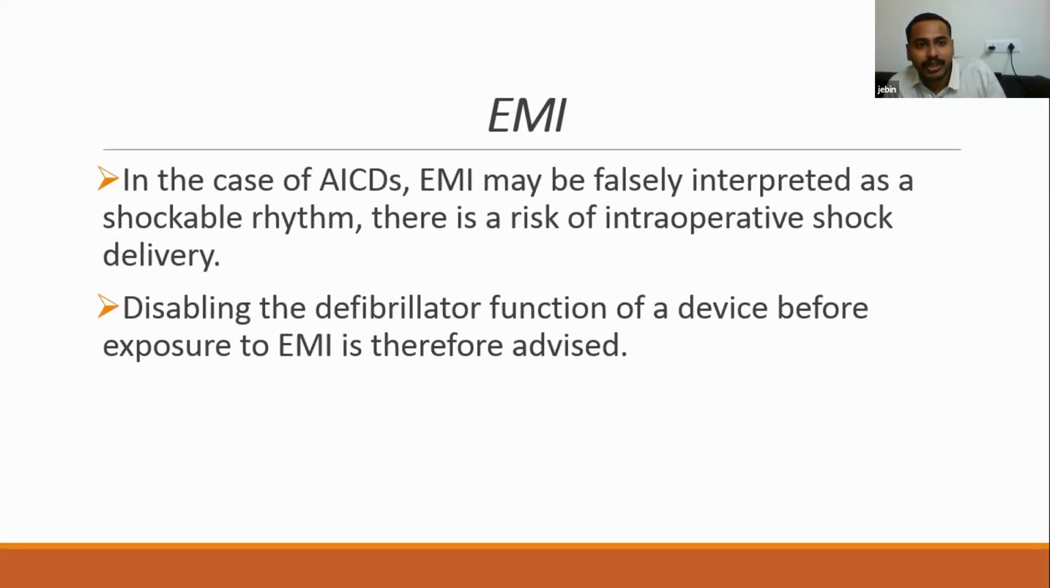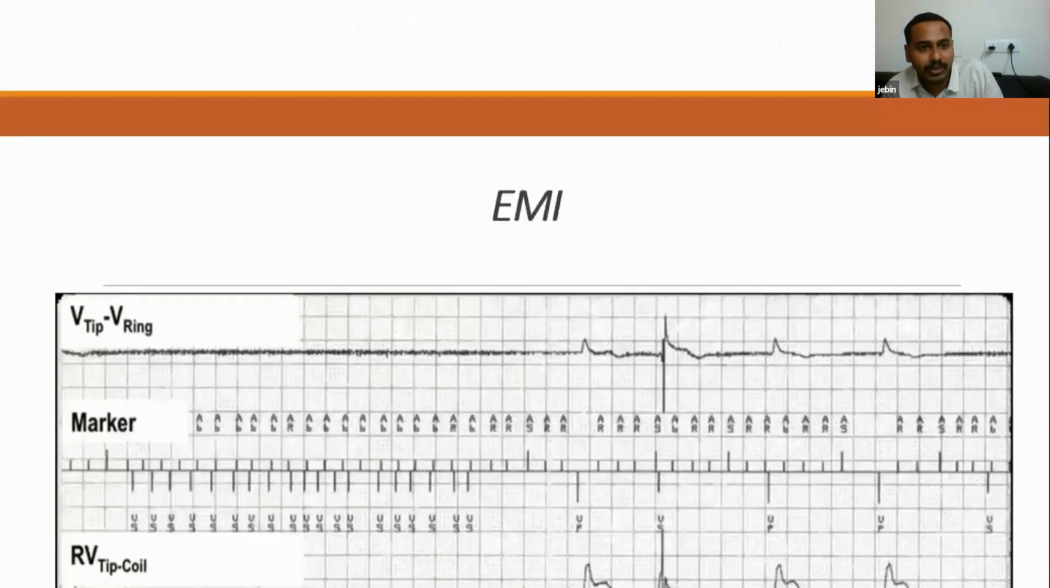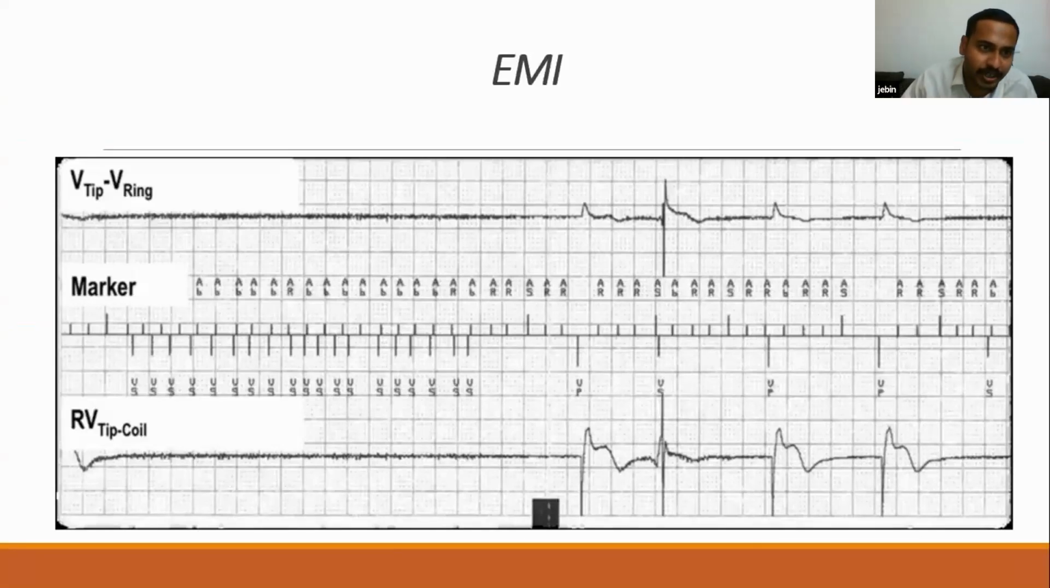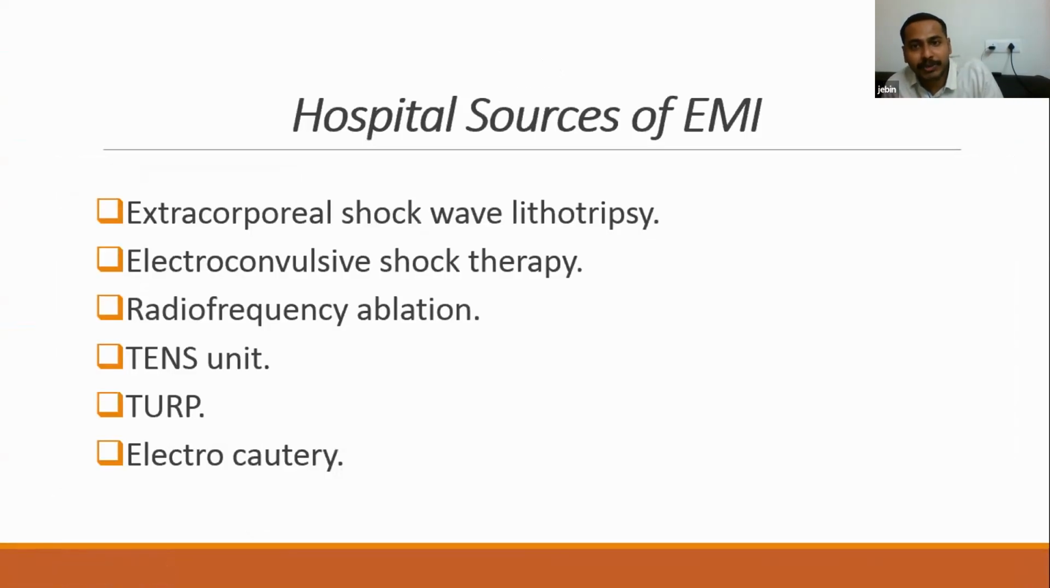Electromagnetic interference. In the case of AICDs, electromagnetic interference may be falsely interpreted as a shockable rhythm. There is a risk of intraoperative shock delivery. Disabling the defibrillating function of the device before exposure to electromagnetic interference is therefore advised. This is an image showing electromagnetic interference followed by a post-shock rhythm. Hospital sources of electromagnetic interference are extracorporeal shockwave lithotripsy, electroconvulsive therapy, radiofrequency ablation, TENS unit, TURP procedures, and electrocautery.